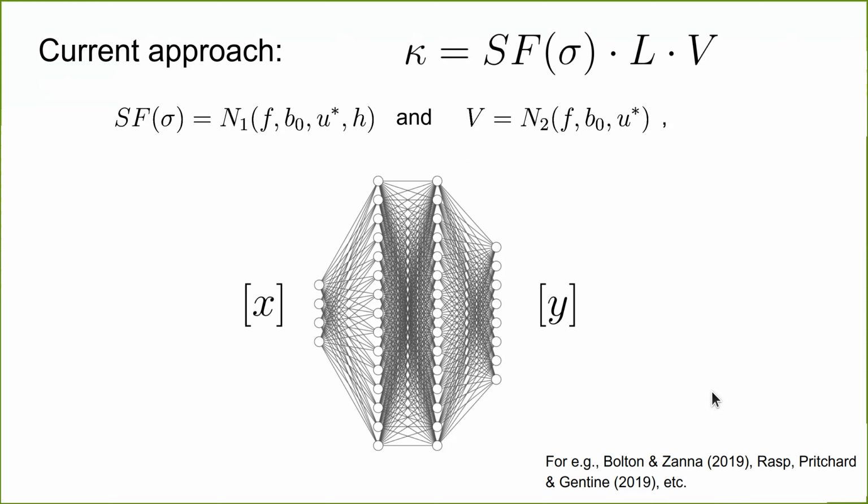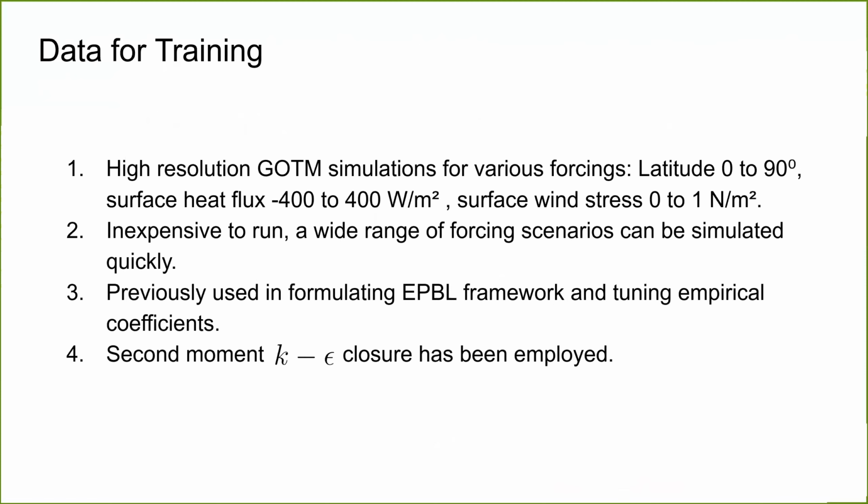One aspect of these machine learning methods is that they are data hungry methods. And in order to generate data, we are using high resolution GOTM simulations. GOTM stands for General Ocean Turbulence Model. And we run simulations with various forcings, such as latitude varied from 0 to 90, surface heat flux from -400 to 400, and surface wind stress from 0 to 1.